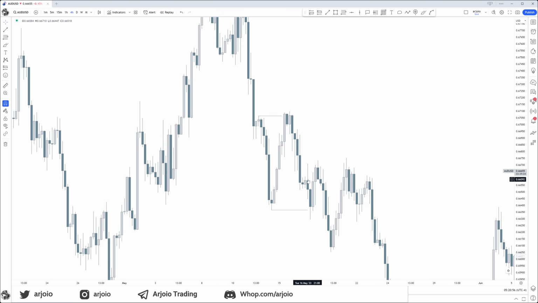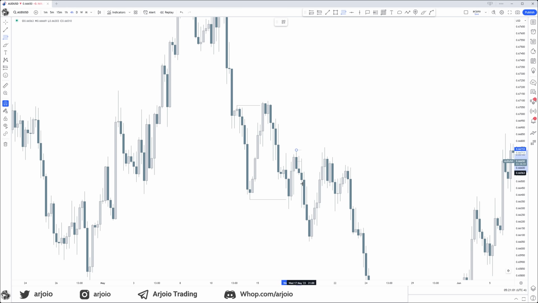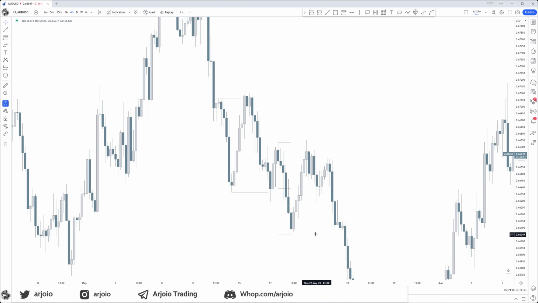And what happens after? Right here, we also have a new dealing range. Can you spot this one? Also a dealing range. What happens after? We also have a new dealing range right there. Buy side liquidity taken, sell side liquidity taken. Again, defining, objectifying buy side liquidity, swing highs, objectifying sell side liquidity, swing lows.